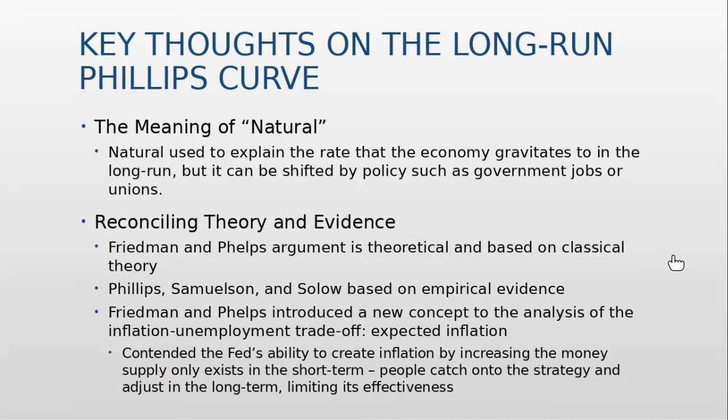So to adjust for this and explain this empirical and theoretical gap, Friedman and Phelps introduced a new concept to the analysis of the inflation-unemployment trade-off, and that is expected inflation. And this argument contended the Fed's ability to create inflation by increasing the money supply only exists in the short term because people can catch on to that strategy and adjust their decisions in the long term, limiting the effectiveness of unexpected inflation.